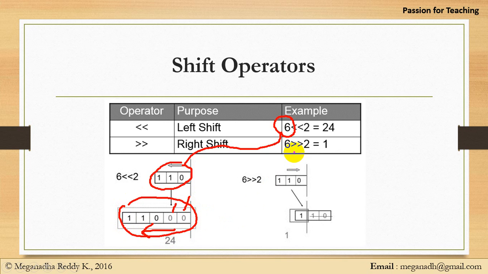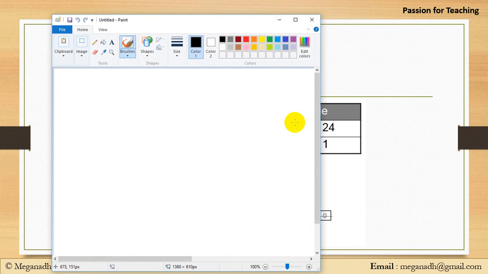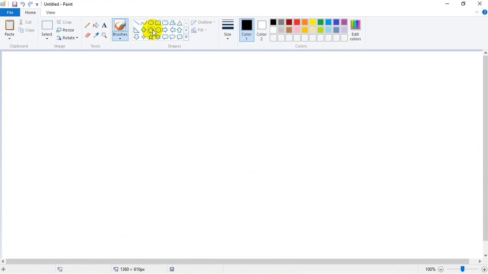And coming to the right shift operator, put these numbers like this. Let's assume that there is a hill here, and when you push these items to the right side, 2 items will fall down and only 1 will remain here, and when you convert this to decimal, you'll get 1. To explain this more clearly, I'm going to open MS Paint and show you the left shift and right shift operators. Let's see this now.